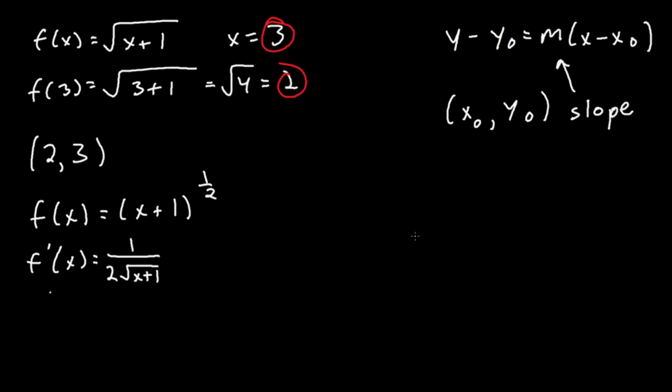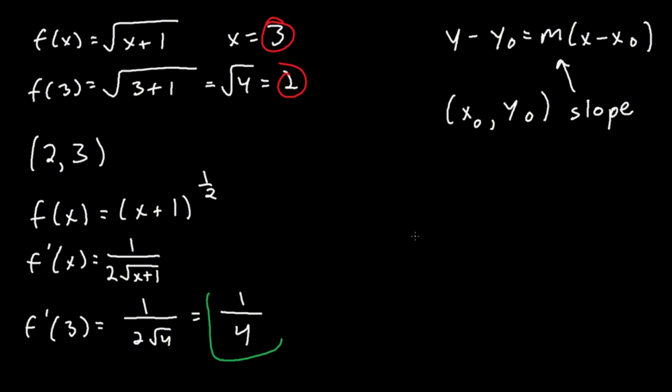Now that we have the function for our derivative, we can just plug in the x value. So plugging in the x value gives you the derivative at that x value, which is exactly what you want for the tangent line. So when we plug in 3 here, you get 1 over 2 square root of 4, which is equal to 1 over 4. So 1 over 4 is equal to m in this case.